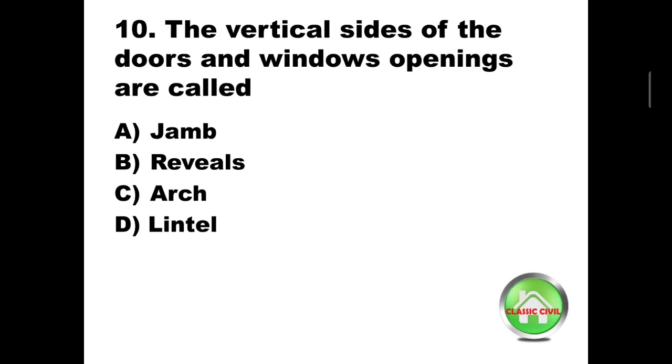10th question. The vertical sides of the doors and windows openings are called. Option A, jamb. Option B, reveals. Option C, arch. Option D, lintel. The vertical sides of the doors and windows openings are called. Answer is option A, jamb.